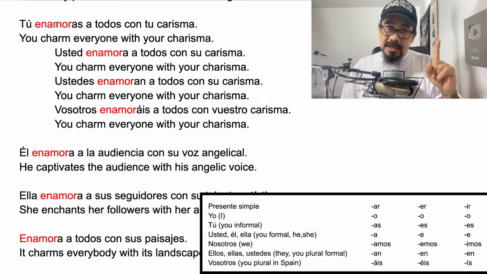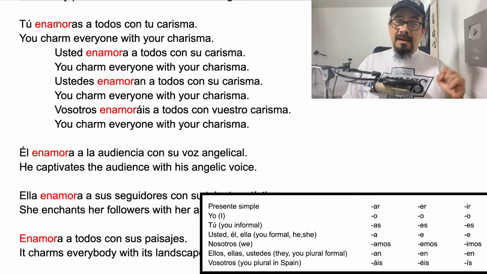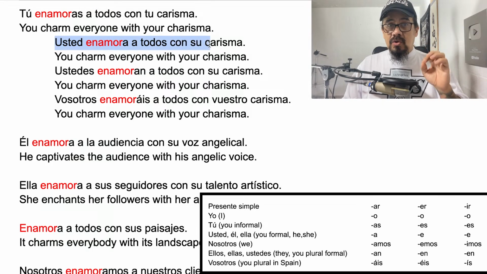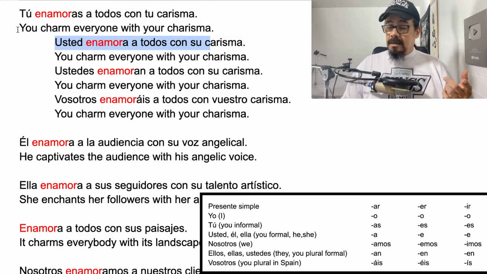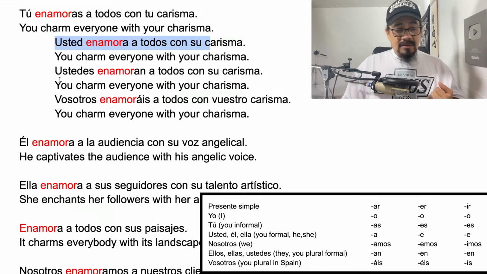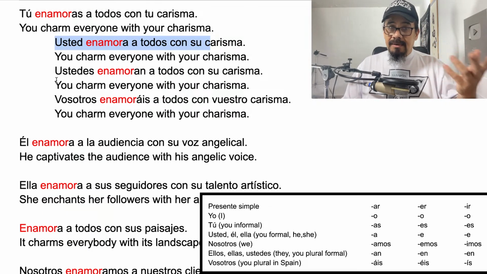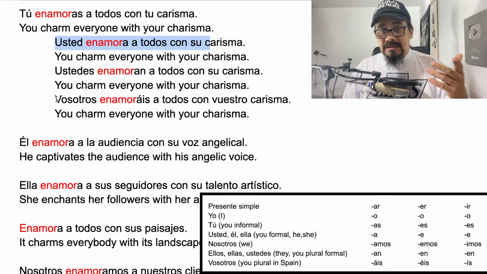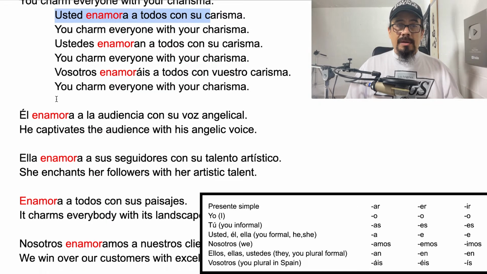Usted, that would be singular, close relationships, informal. Usted enamora a todos con su carisma, singular, formal. Ustedes enamoran a todos con su carisma, plural. You charm everyone with your charisma. And vosotros enamoráis a todos con vuestro carisma, Spain, plural.